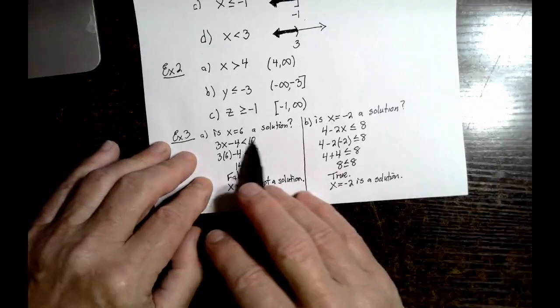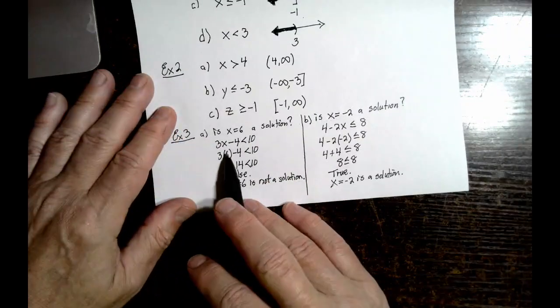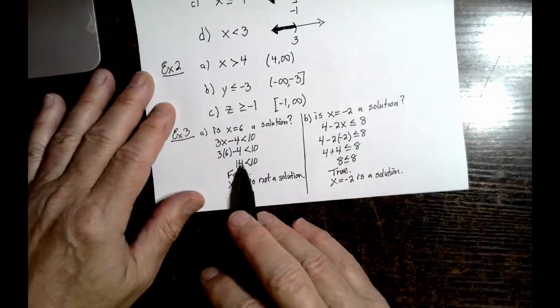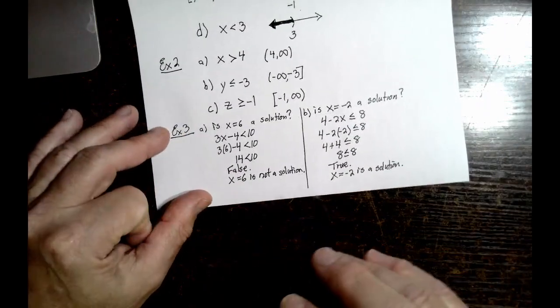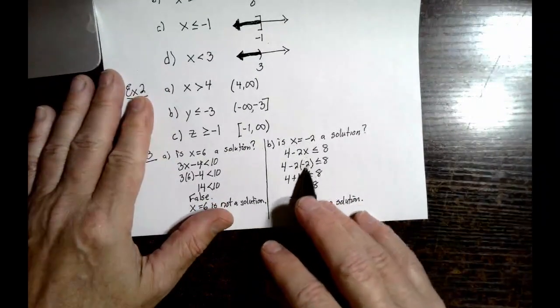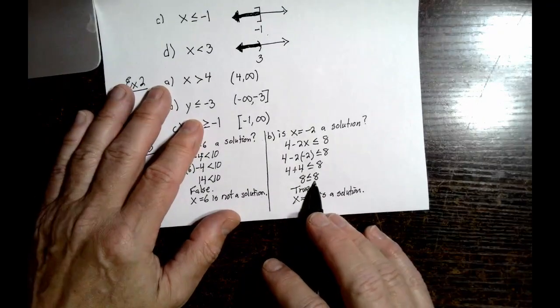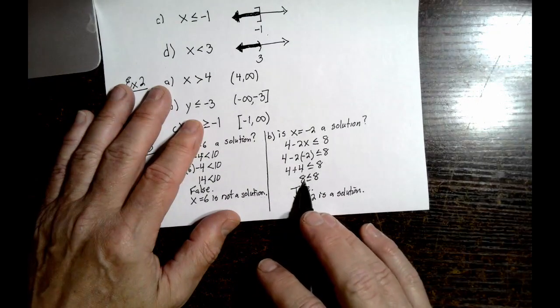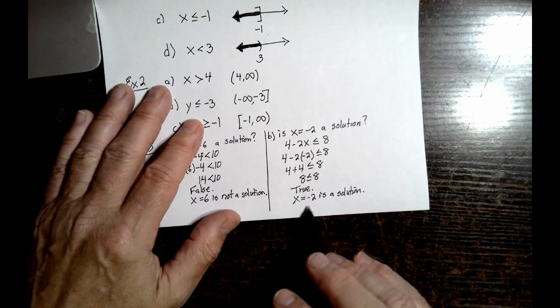Now they ask you, is x a solution? So you plug in 6 into it and see if you get a true statement. When you multiply it out, you get 14 is less than 10. That's not true. So x equals 6 is not a solution. So then is x equals -2 a solution? So you plug in -2 into the problem and you get 8 is less than or equal to 8. Well, 8 is not less than 8, but it is equal to 8, so that is true. So x equals -2 is a solution.